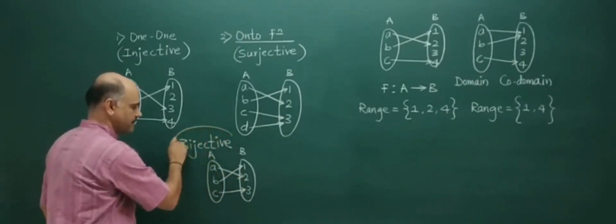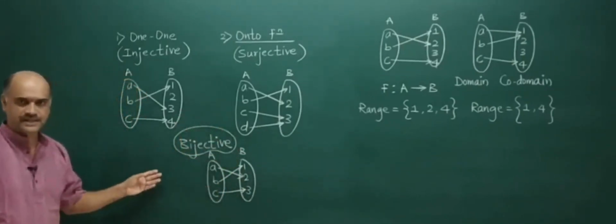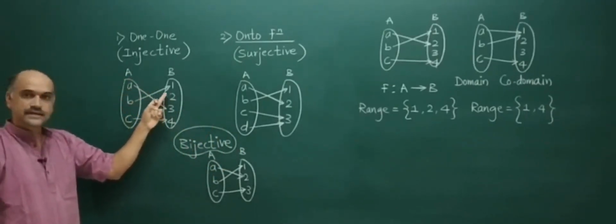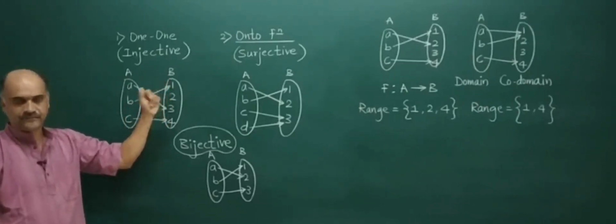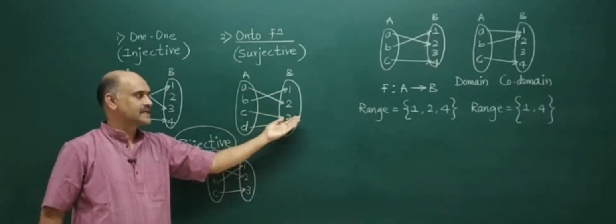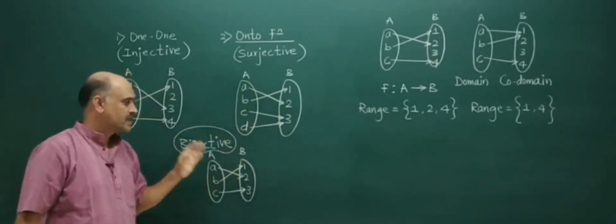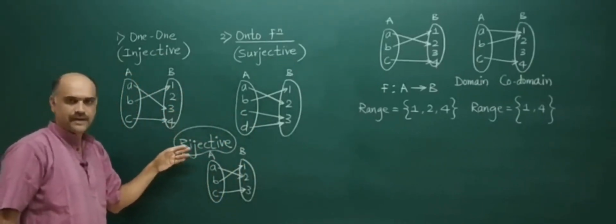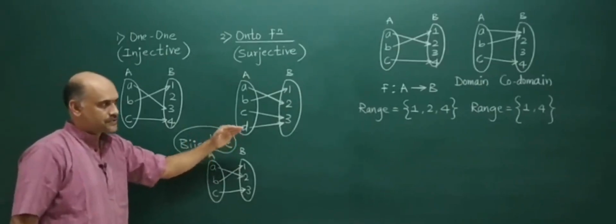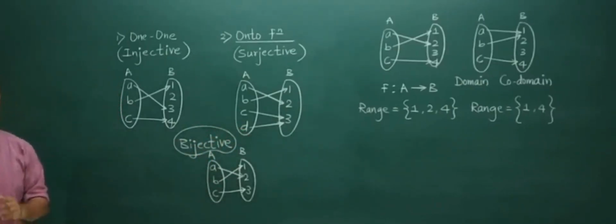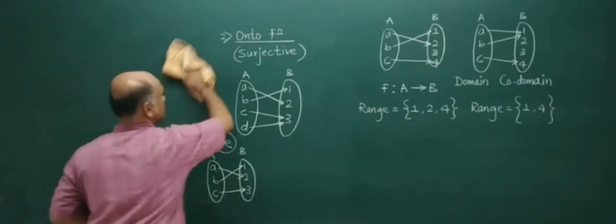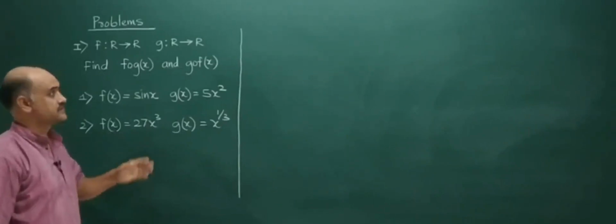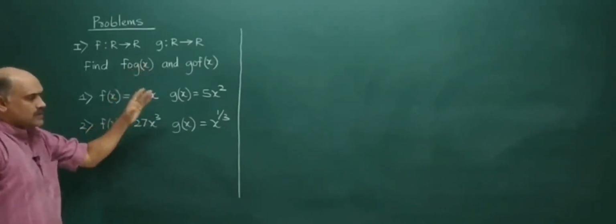So such a function we call a bijective function. One-one function means each element of set A is related to a distinct element in set B. Onto means all elements of set B are images of set A. If a function is both one-one and onto, then we say it is a bijective function. So you can note down, students, then we'll see numericals. Okay, students, so you can note down two problems.